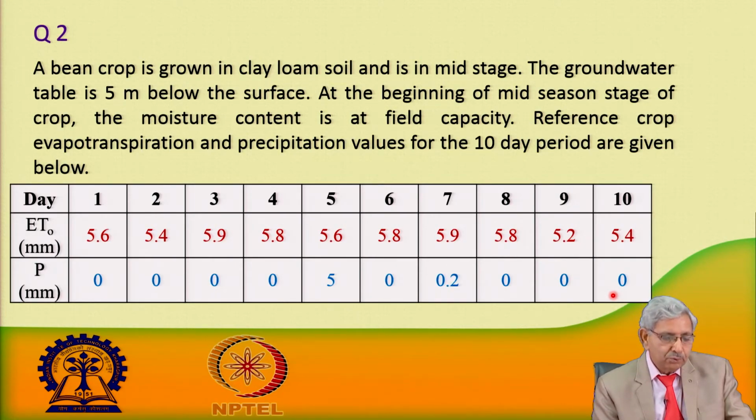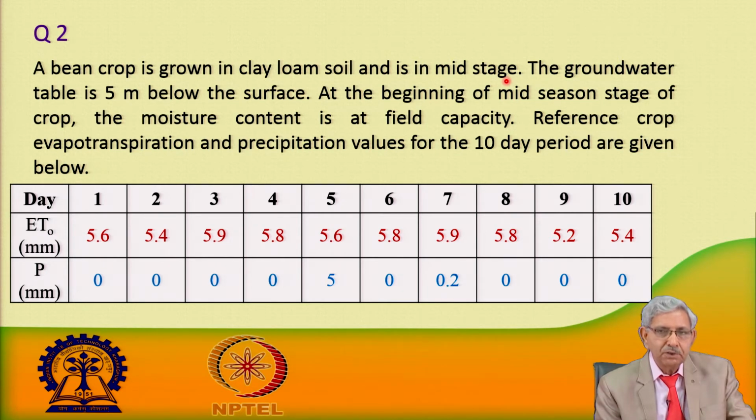In question 2, a bean crop is grown in a clay loam soil and it is in mid stage. Mid stage means when we look at any crop, it is given by initial stage, development stage, then crop mid season stage and then late season stage. So, this particular crop is in the middle stage, and the ground water table is 5 meter below the surface.